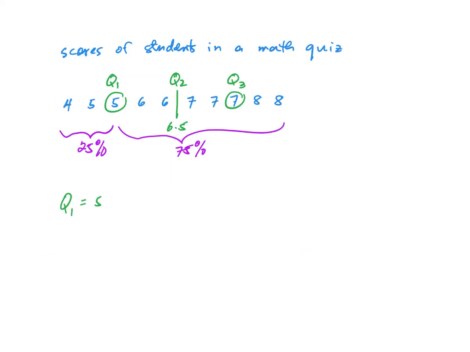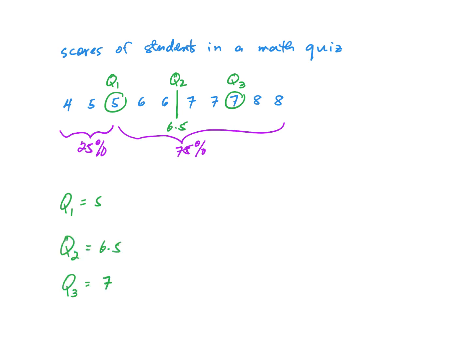So how do we interpret our results? Let's take Q1 as an example. Now remember that we are talking about here the scores of students in a math quiz. So in this case, Q1 equals 5. We could say 25% of the students who took the test got a score of at most 5, while 75% of the students got a score of at least 5.